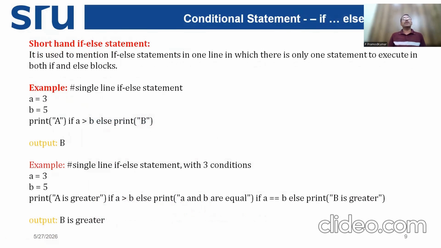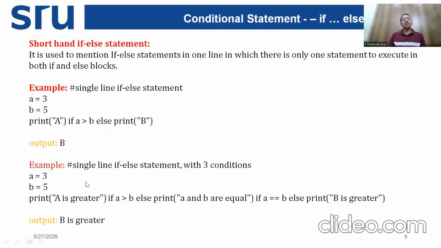Next one is the shorthand if-else statement. Similar to the shorthand if statement, we can have a shorthand if-else statement also. When you have only a single line of code with the if-else, you can place it on a single line. Here's an example where A's initial value is 3 and B's initial value is 5. I would like to check whether A is greater or B is greater, but I would like to put both on the same line. First I'm checking if A is greater than B, then A will be printed onto the screen. Otherwise, B will be printed onto the screen. So on the same line, I'm putting everything.